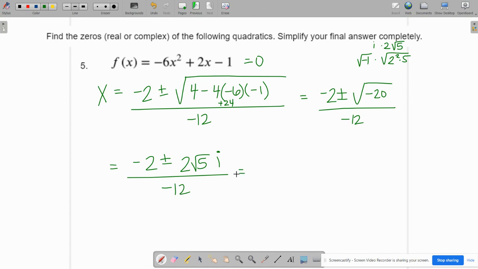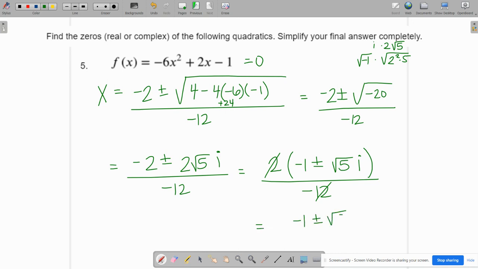In this case, this can simplify further. I can see again that we have a factor of 2 in each of these. So if you factor a 2 out, you could think of this as negative 1 plus or minus root 5i over that negative 12. And 2 over negative 12 reduces to 1 over negative 6. So you could say this is negative 1 plus or minus root 5i over negative 6. And you could keep it like that, or you could say negative 1 over negative 6, which would simplify to a positive 1 over 6, plus or minus root 5i over that negative 6.